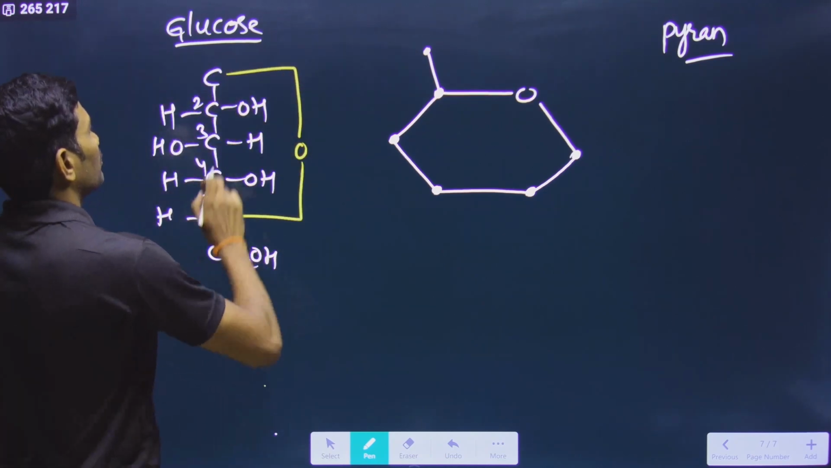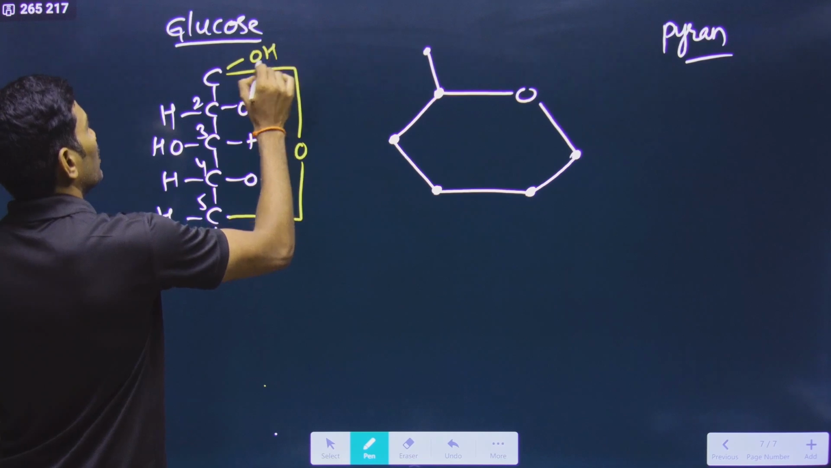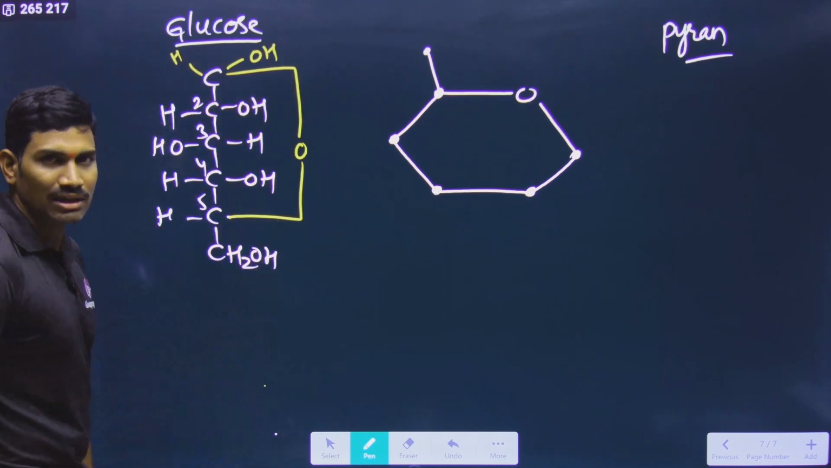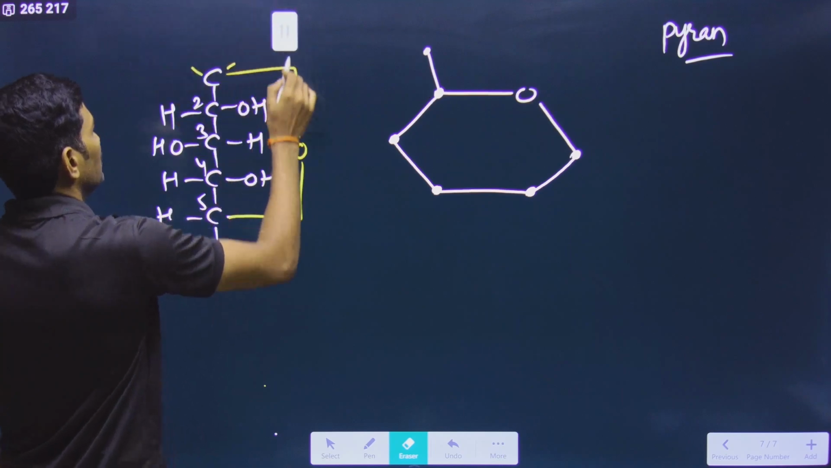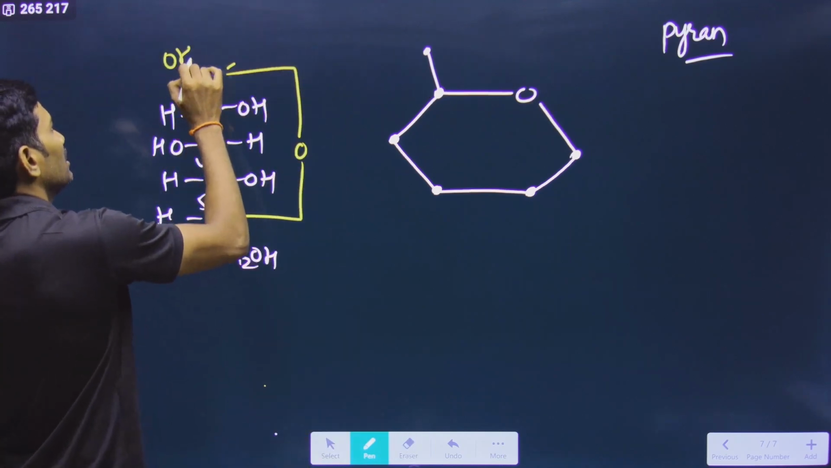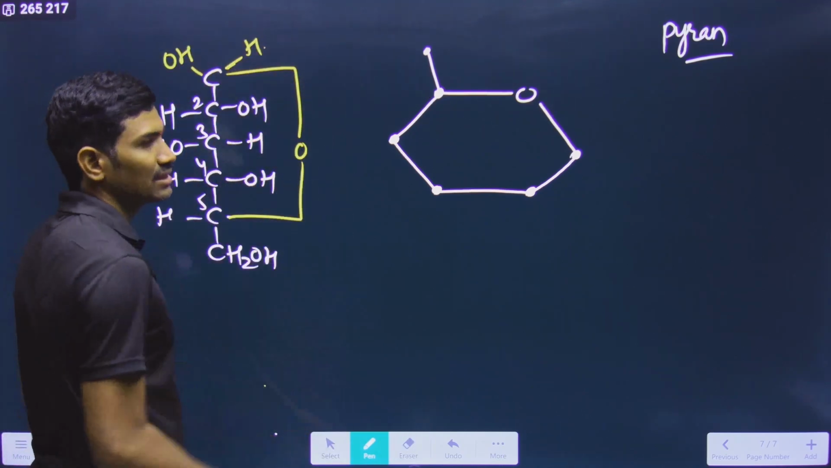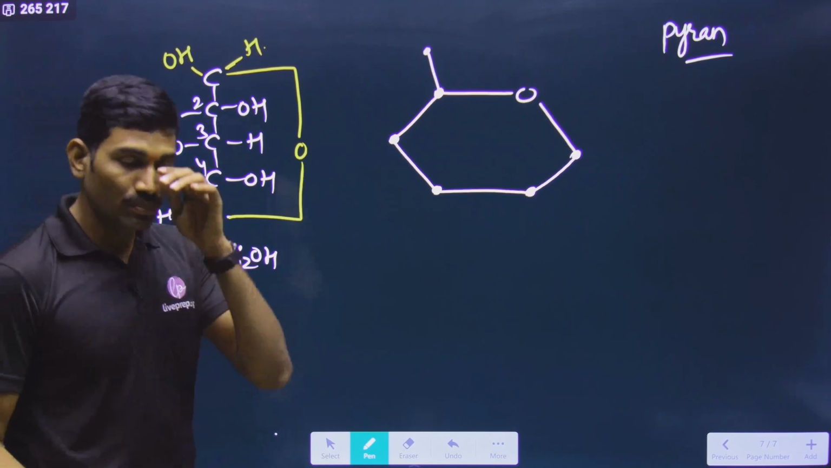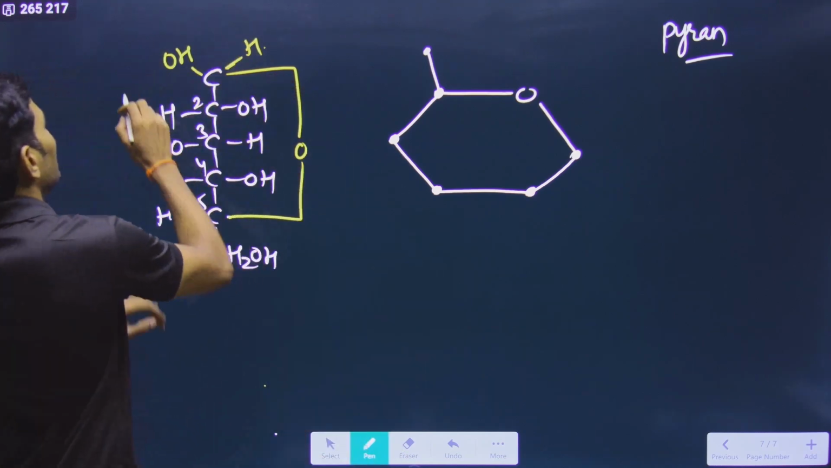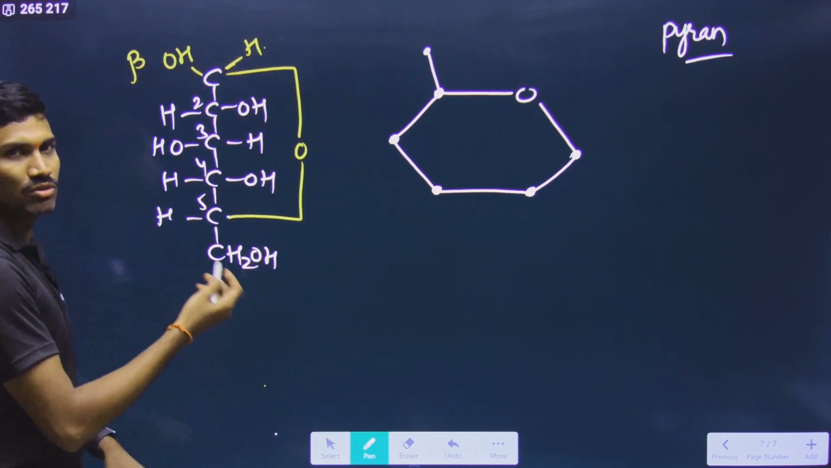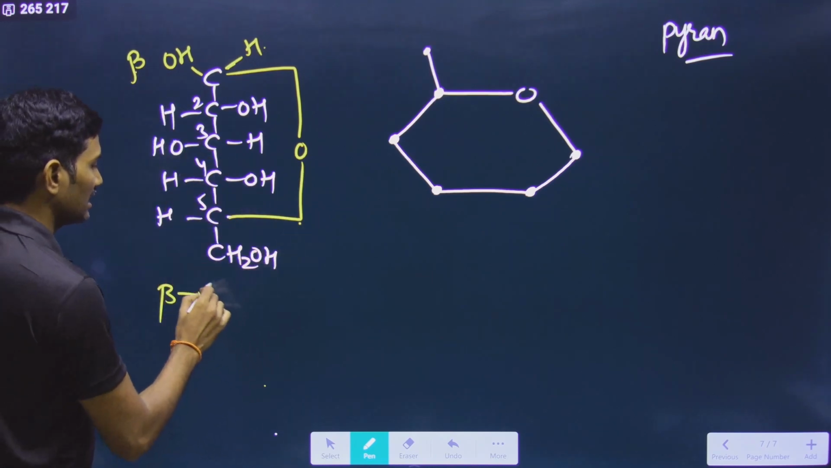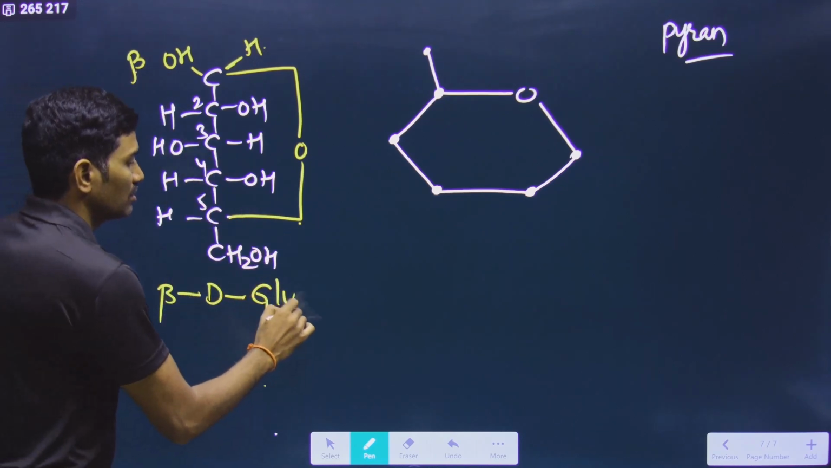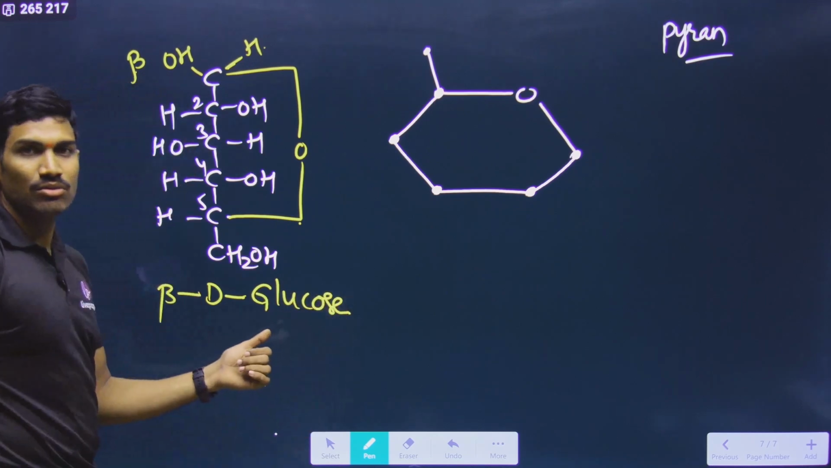And here you will get 2 options. What is the first option? OH on right side so that H is on the left side. This is one option. Second option is OH on the left side so that H is on the right side. This is how we are writing. So please remember, if you are writing like this, it is the beta form of the glucose. It is the beta form. And here OH is on the right side, capital D, glucose. This is how you are writing beta capital D glucose.